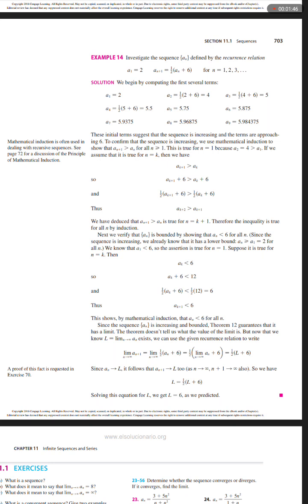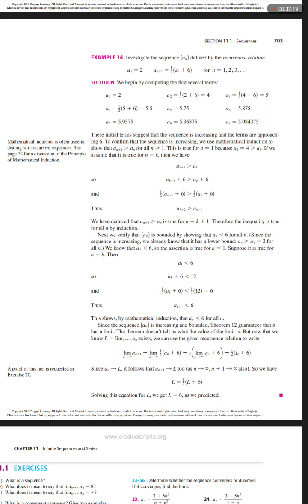To confirm that the sequence is increasing, we use mathematical induction to show that a_{n+1} > a_n for all n ≥ 1. This is true for n = 1 because a_2 = 4 > a_1. If we assume that it is true for n = k, then we have a_{k+1} > a_k.